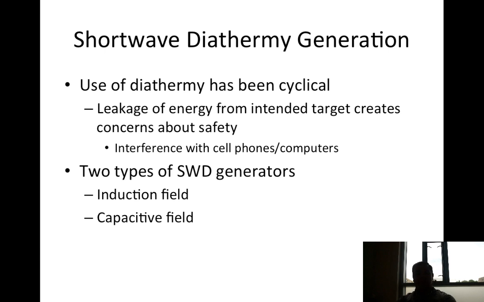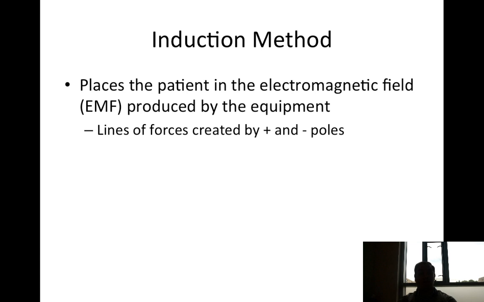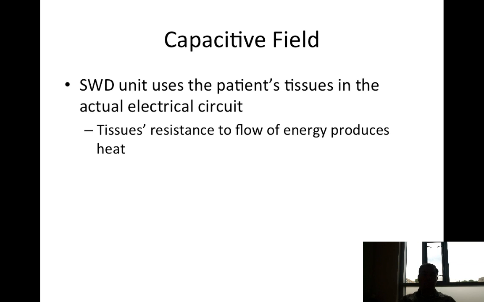Two types of diathermy generators. You have the induction and capacitive. So the induction method places the patient in an electromagnetic field, EMF field, produced by the equipment. The line of force is created by a positive and negative pole. In the capacitive field, the diathermy unit uses the patient's tissues in the actual electrical circuit, and this resistance to flow of energy produces the heat.